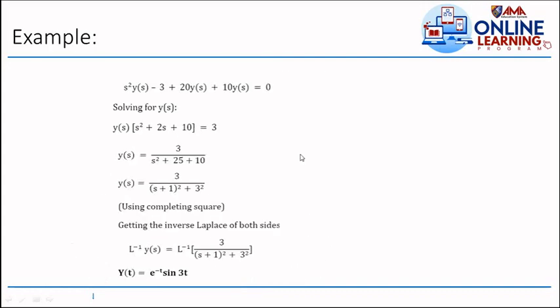Okay? So, simplify it further. s squared Y(s) minus 3 plus 2sY(s) plus 10Y(s) is equal to 0. Okay? So, Y(s) is common to this equation, we're going to factor that one. So, Y(s), we have s squared plus 2s plus 10 is equal to 3. Okay?